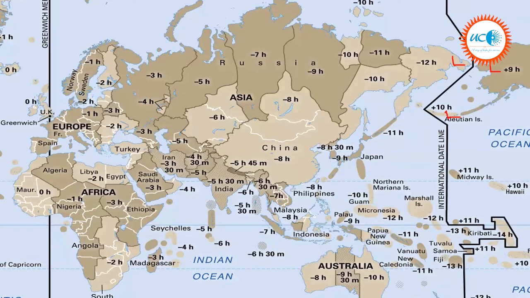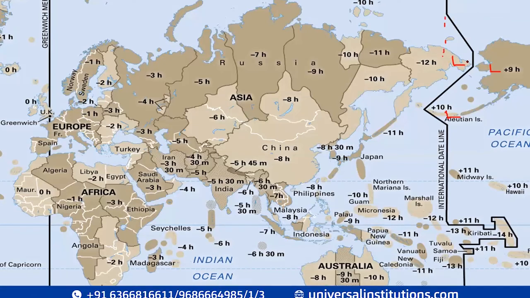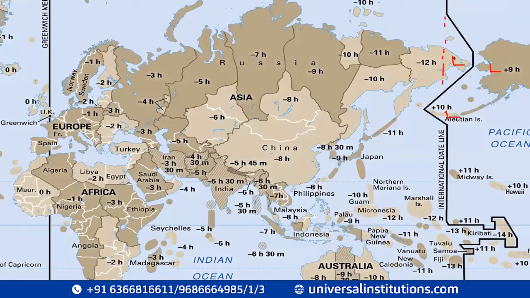What happens if it passes through the land? See this? If this passes through the land here, the people will have confusion. So on this side, the people will say, oh, today is Sunday. On this side, they will say Monday. So that kind of confusion will be there. That is the reason the international date line should always pass through the ocean.